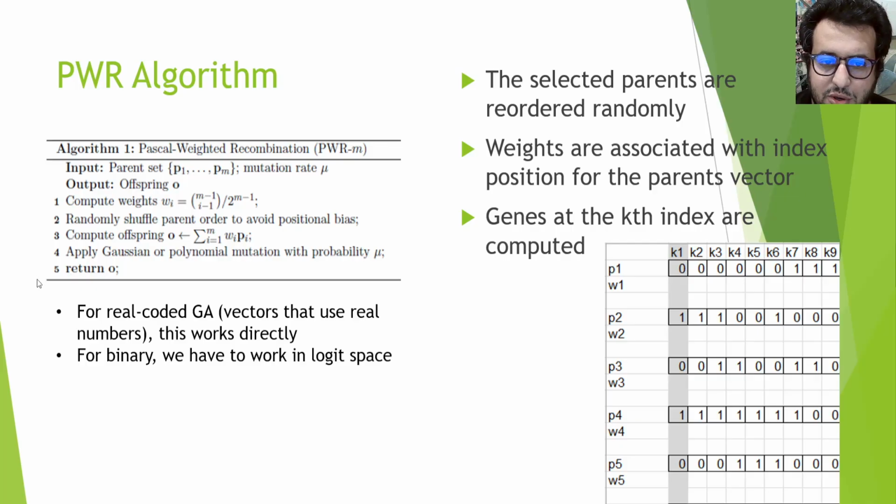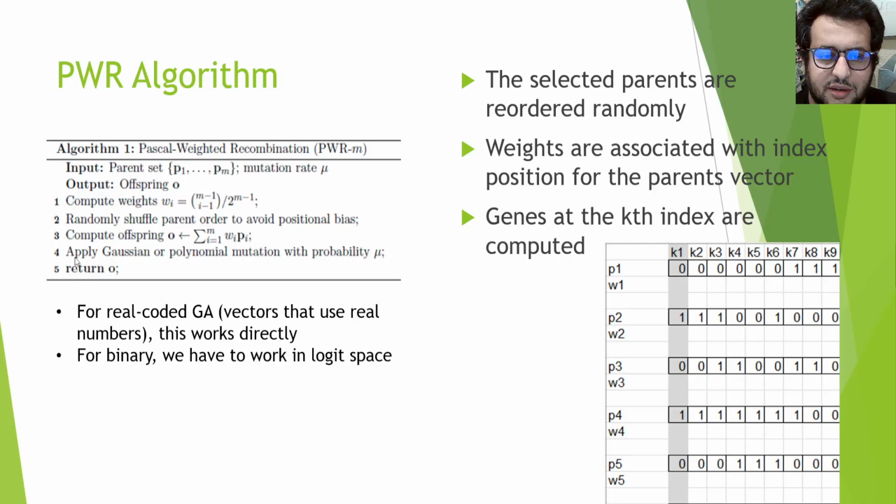We're going to go through these steps where we will compute the weights first. After computing the weights, we will shuffle the parent order, so that the order doesn't give any positional bias. Each time that we generate an offspring, we will just reorder the parents from whatever set we got them from, and we will recombine that way. We will also compute the offspring, and we'll go over the process of how we are going to compute this offspring.